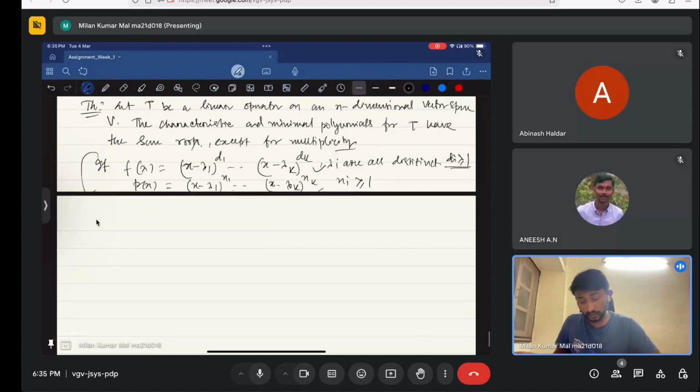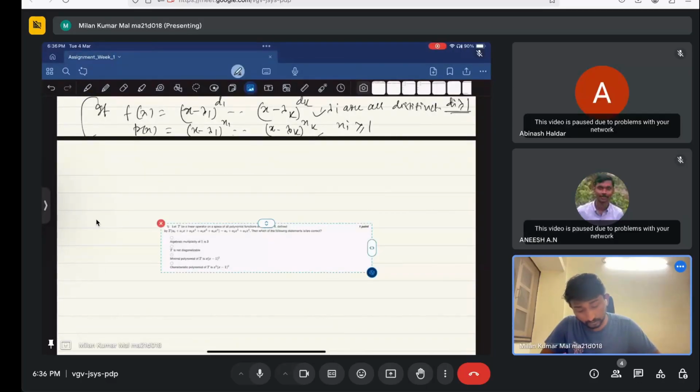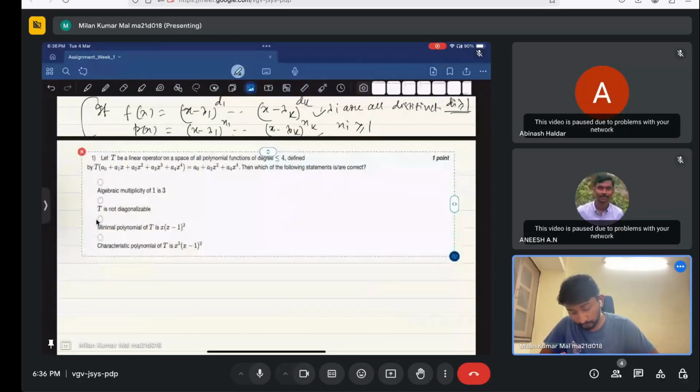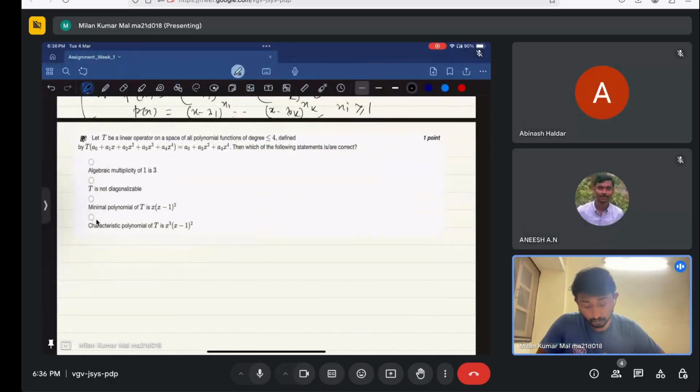So now let's go back to some problems. Let's do this problem. It says: let T be a linear operator on the space of all polynomial functions of degree less than or equal to 4, defined this way, T of a polynomial of degree 4 going to this. One can look at this: it is keeping the odd degree terms of x. Then which of the following statements is or are correct?